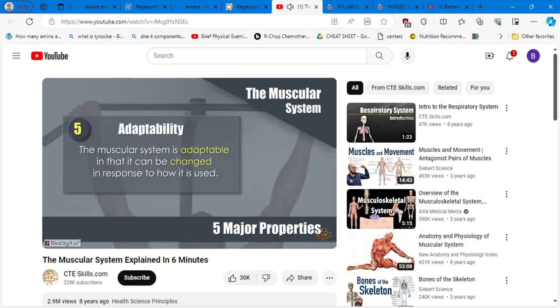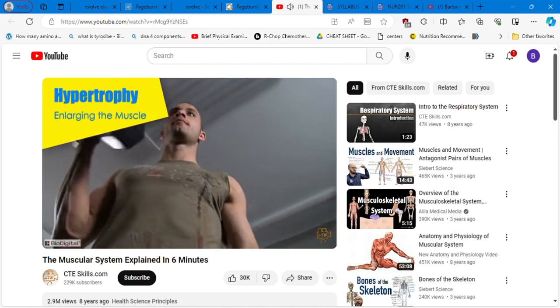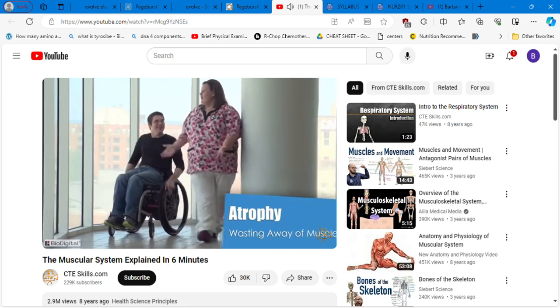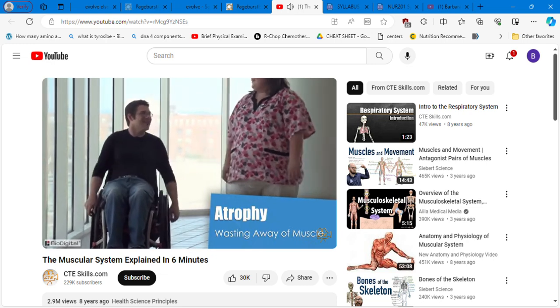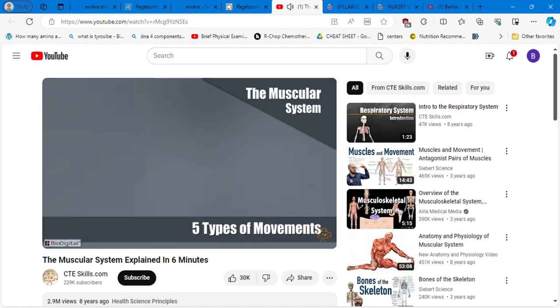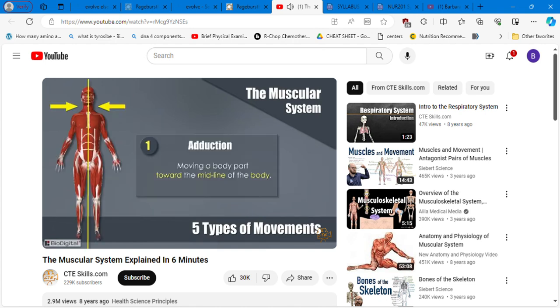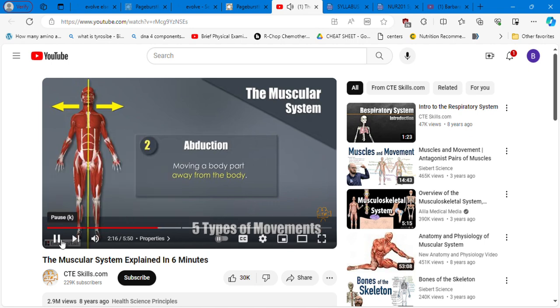The muscular system is adaptable in that it can be changed in response to how it is used. For example, a muscle will enlarge or undergo hypertrophy with increased work. But on the other hand, it can go into atrophy or waste away if deprived of work. Now, let's look at the 5 types of muscle movements. Number 1, adduction. Adduction is the moving of a body part toward the midline of the body. Abduction is moving a body part away from the body.